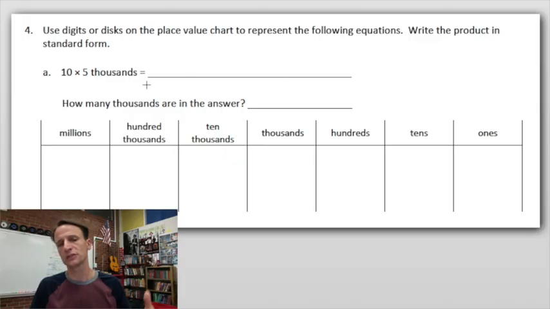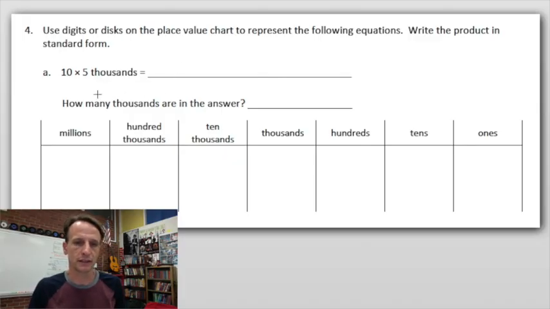So make sure we understand when it says use digits or discs, it means digits, meaning numbers, just numbers, and discs are drawn as little circles. This is our place value chart for the following equations. Well, here's the first equation, 10 times 5,000. When it says write the product, product is what you get when you multiply, right? And standard form means as a regular old number, the way we normally write numbers.